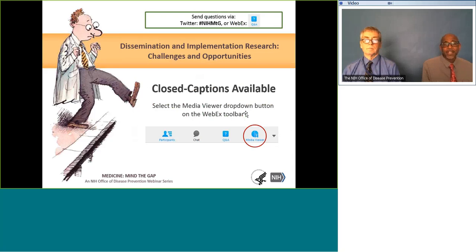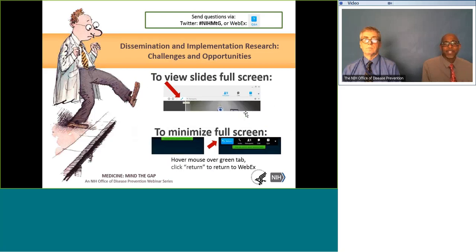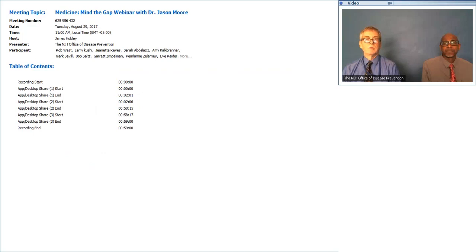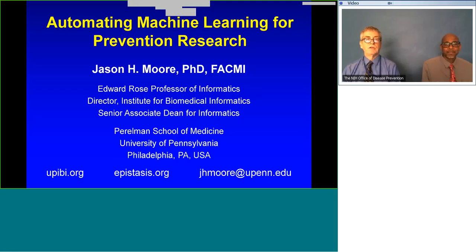At this time, I'd like to turn things over to Dr. David M. Murray, Associate Director for Prevention and Director of the Office of Disease Prevention. Thank you, Jonathan. I'm going to introduce Dr. Jason Moore, who's the Edward Rose Professor of Informatics and Director of the Penn Institute for Biomedical Informatics. He also serves as Senior Associate Dean for Informatics and Chief of the Division of Informatics in the Department of Biostatistics, Epidemiology, and Informatics. He came to Penn in 2015 from Dartmouth, where he was Director of the Institute for Quantitative Biomedical Sciences. Prior to Dartmouth, he served as Director of the Advanced Computing Center for Research and Education at Vanderbilt University, where he launched the first high-performance computer at that institution.